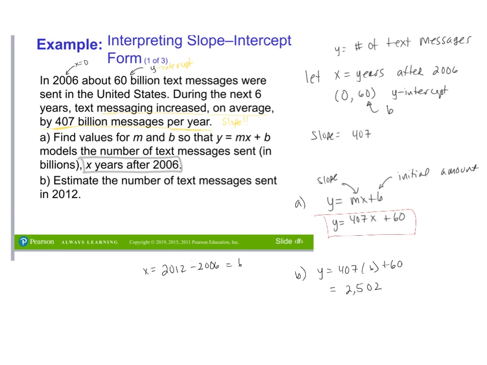2,502, but we're in billions. That's our units, right? Because it's representing billions here. So 2,502. So we've got hundreds, thousands, millions, billions. So we're actually up into the trillions. So 2,502 billion is the same thing as about 2.5 trillion text messages were sent in 2012.